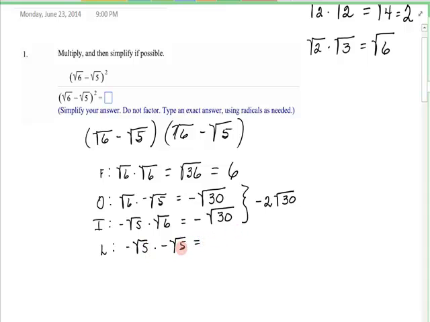The square root of 5 times the square root of 5 is, yes, I know it's the square root of 25. Hopefully, you'll become comfortable with just jumping straight to that step. So the product of these is 6 minus 2 square roots of 30 plus 5, or 11 minus 2 square roots of 30.